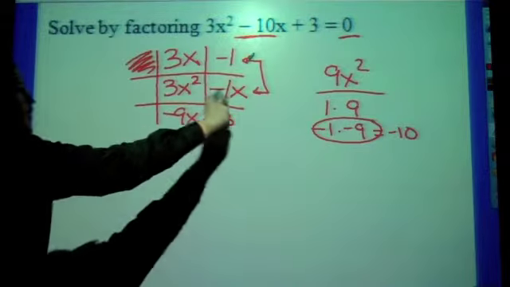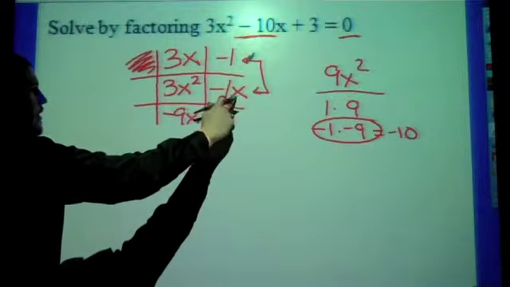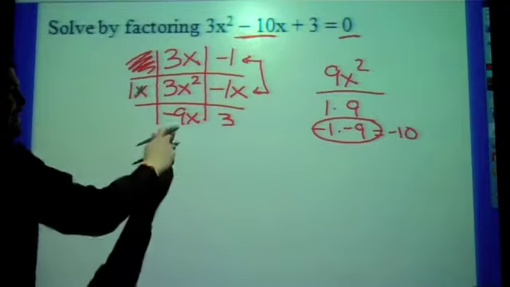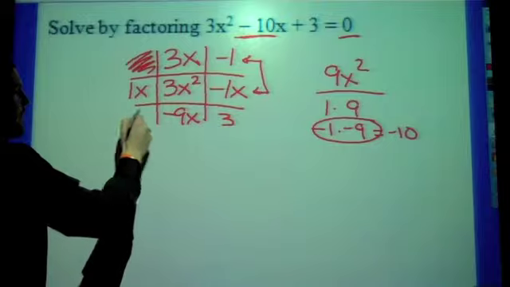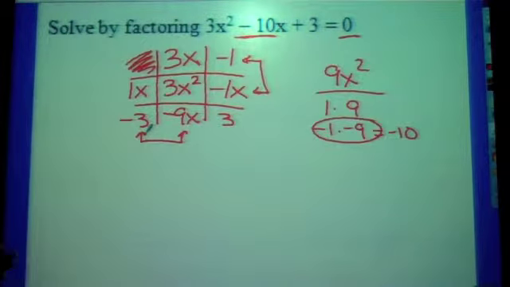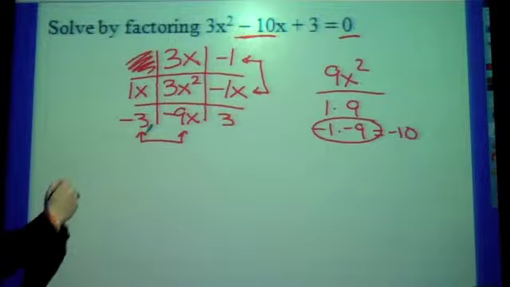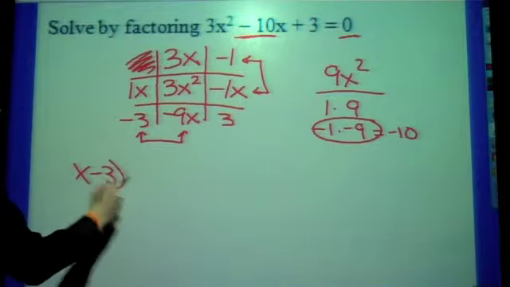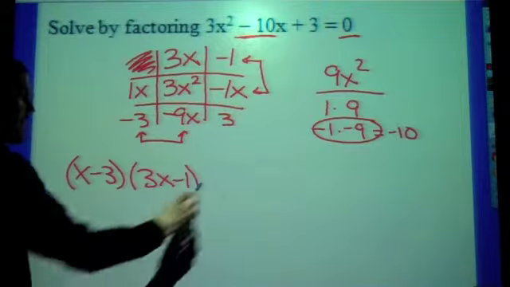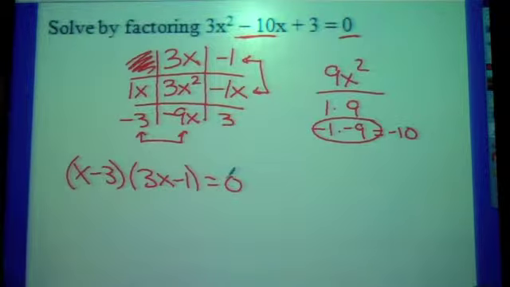Then we come over here and we go across and do the same thing. 3x squared and negative 1x. The GCF is going to be 1x. And negative 9x and 3. The GCF is negative 3. Remember, these two signs right here have to have the same sign. So that gives me x minus 3 and 3x minus 1 equals 0.